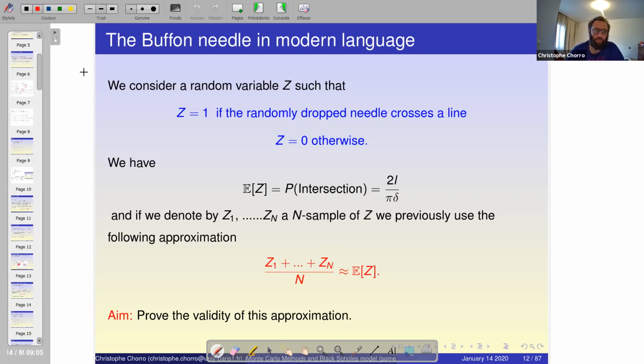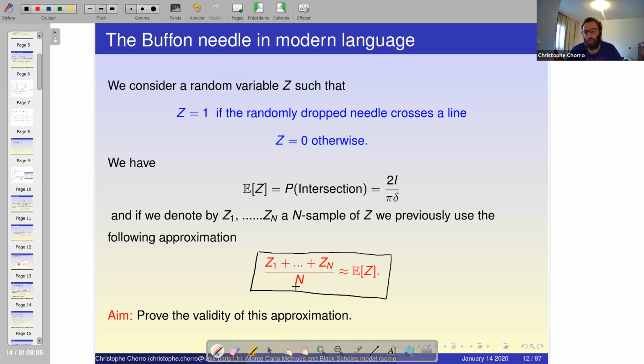Implicitly, the validity of the approximation we have done previously was to say that in my situation here, when I have a capital N sample of capital Z, this average approximates the expectation of Z.